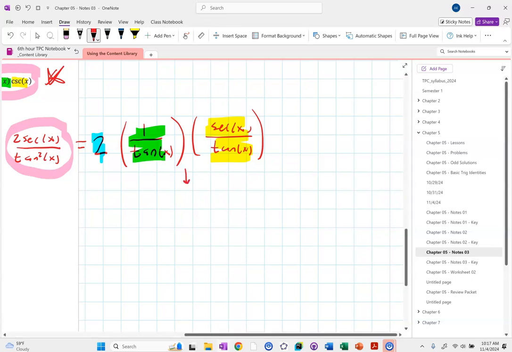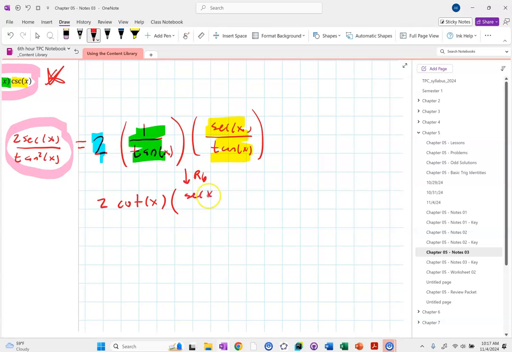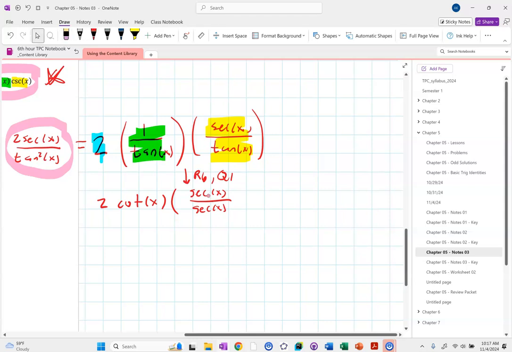Yeah, so that's R6, right? And then I would suggest here also doing R5 and Q1. Nope, let's not do it that way. Let's not do R5. Let's just do the secant over cosecant version of Q1.